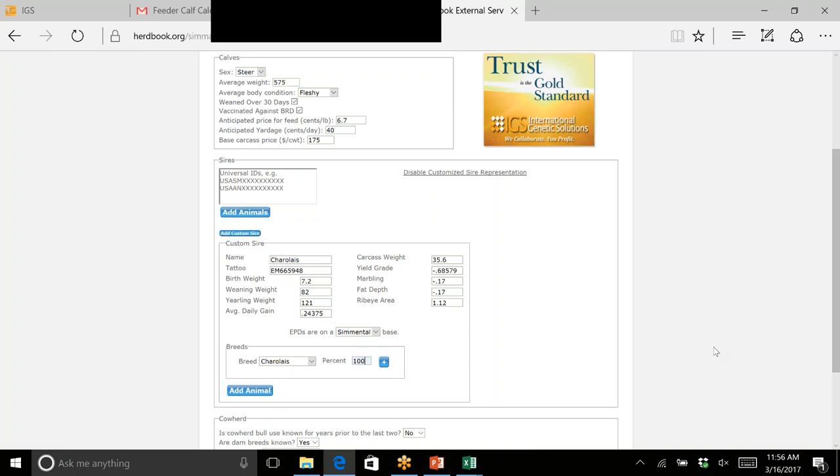But before you started, if you've got Angus and Charlet, you've got two different EPD bases, so you'd have to make a conversion. You'd either convert the Angus to Charlet or vice versa, and then proceed from there.